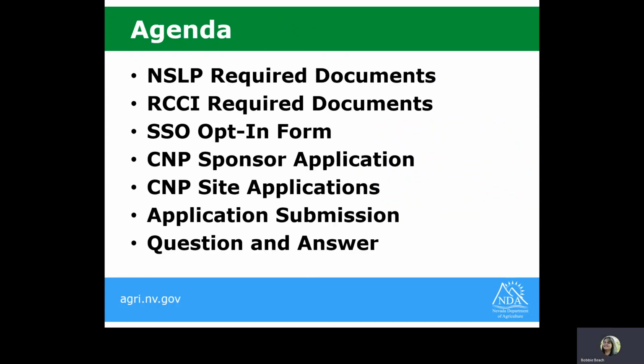So the agenda today, we will cover all the National School Lunch or standard operators, all their required documents, as well as for the residential child care institutions, all of their required documents. We will discuss in detail the Seamless Summer Option opt-in form, since that is new to everyone. I will also discuss the CNP sponsor applications as well as the site applications. Then I'll discuss application submission and then open it up to question and answers.